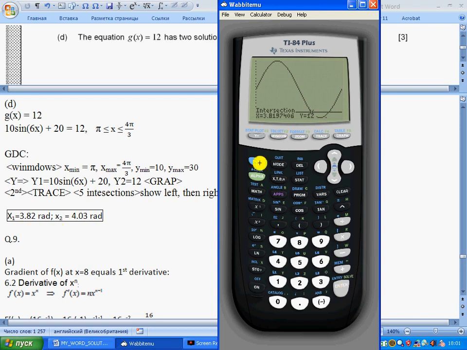Now we need second intersection. 5 again. Now we move closer to the second intersection.